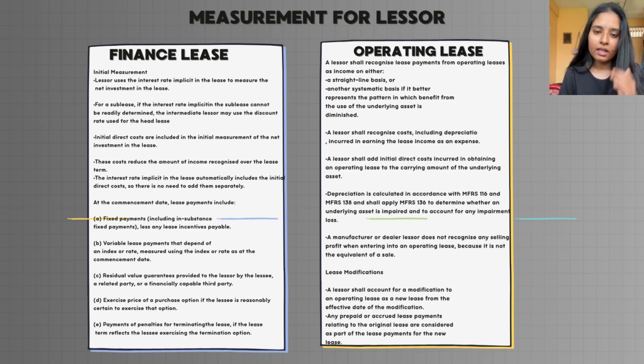Lease modification. If there is any modification to the lease, the lessor must treat it as a new lease from the effective date of change. Also, any prepaid or accrued lease payments from the original lease are included in the new lease payments.